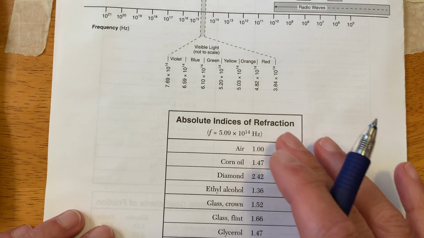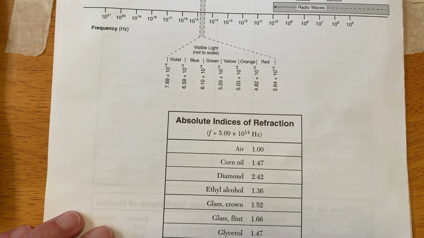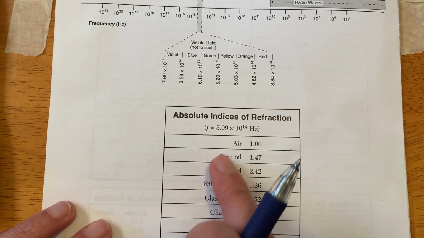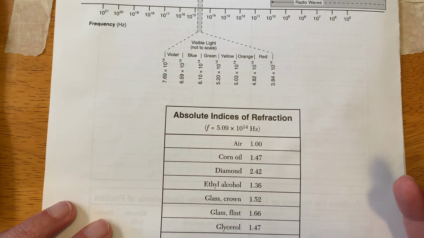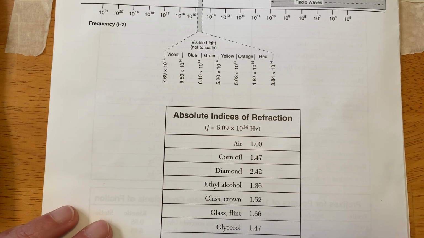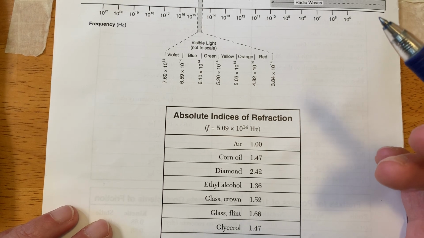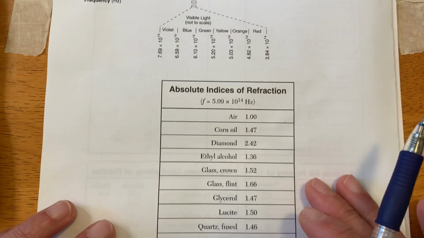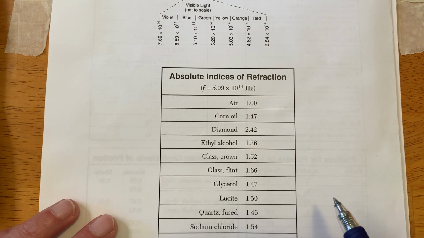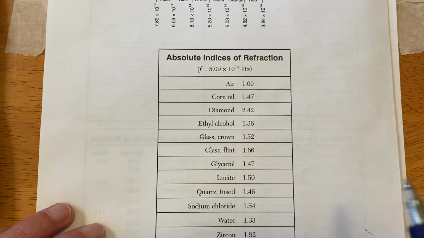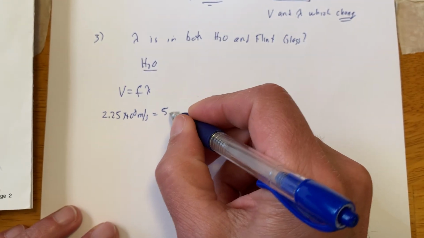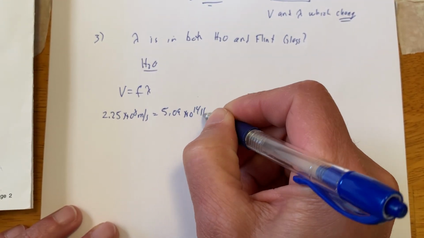Something else you've got to know about this chart of the index of refraction. I don't want to get into it, but it's only good for one frequency, and that specific frequency right here. Don't want to get too involved with it. If we're going to use these indices of refraction, which we will, one of the caveats is that it must go with this frequency. So what is the frequency for light in water? Well, it's going to be 5.09 times 10 to the 14th hertz.